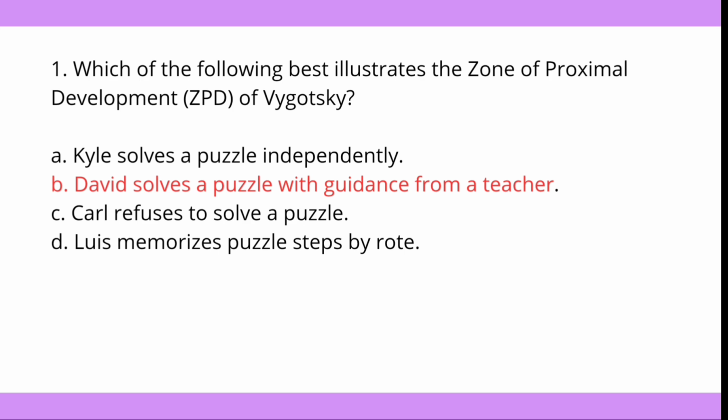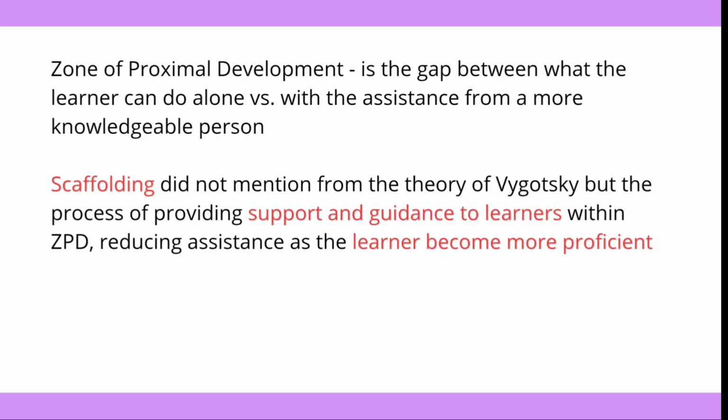The correct answer is letter B. This is the zone of proximal development, since David cannot solve the puzzle alone but can accomplish it successfully with the assistance of the teacher. This is the potential development level of Vygotsky. It is called scaffolding in Bruner's theory.